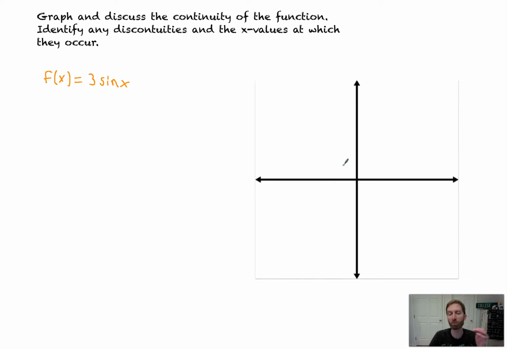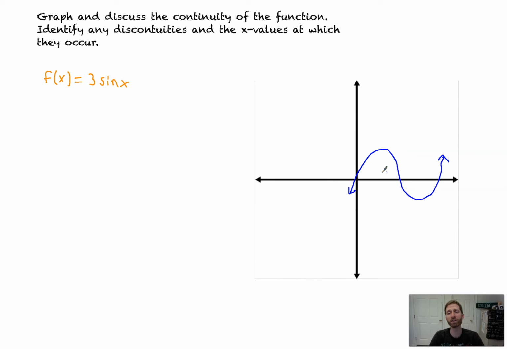So these are just going to be rough sketches I'm going to be doing here. They're not perfect by any stretch. So we're just kind of sketching out sine, and it looks something like this, right? Not the most perfect graph by any stretch, but the idea is that you're able to understand the basic concept here. So are there any discontinuities on here?